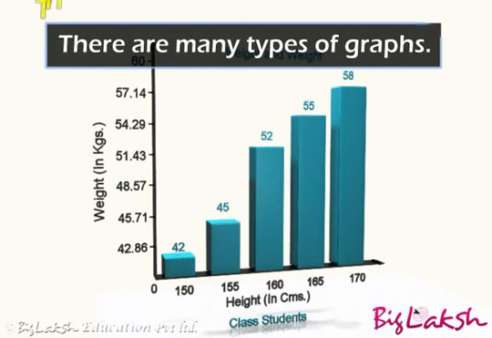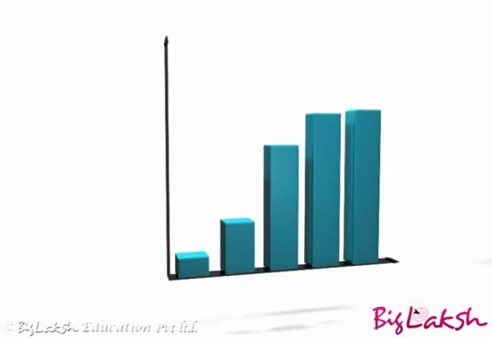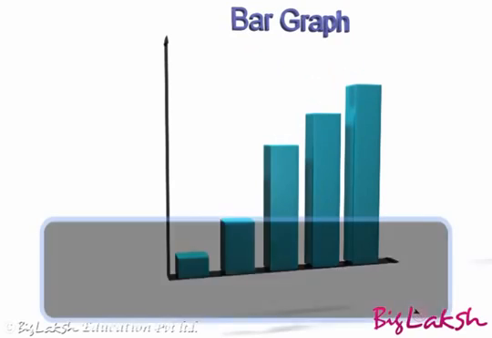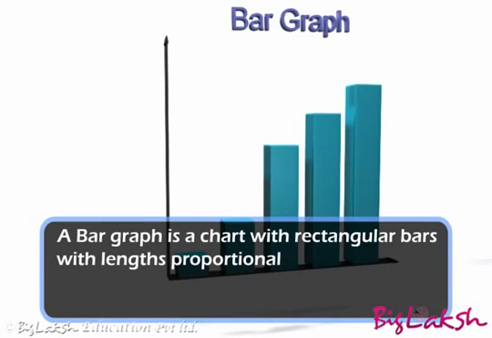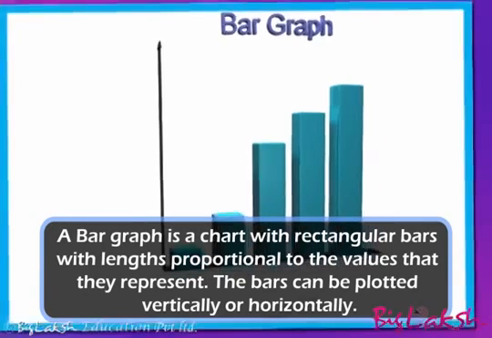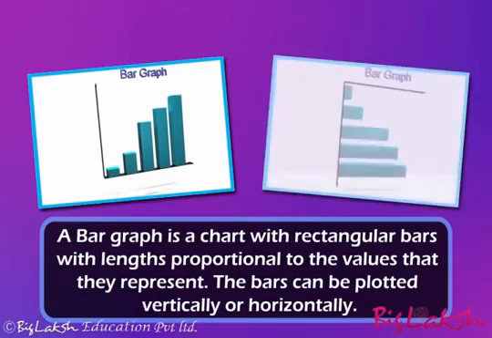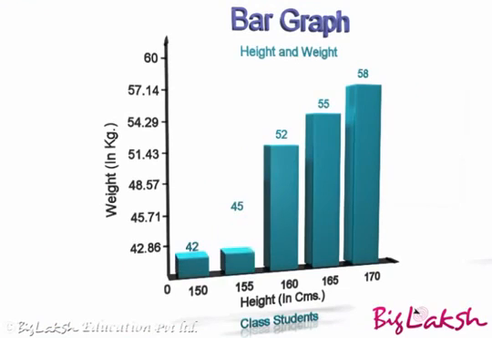There are many types of graphs. A bar graph is a chart with rectangular bars with lengths proportional to the values that they represent. The bars can be plotted vertically or horizontally. A bar graph consists of two or more vertical or horizontal bars.